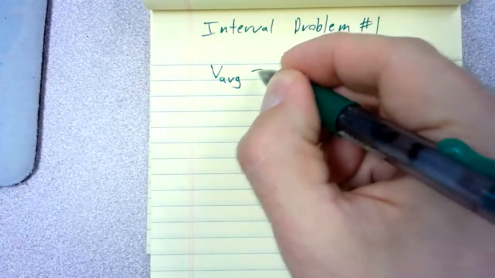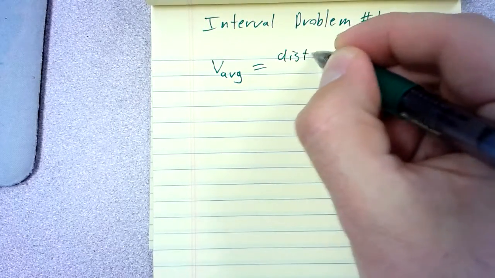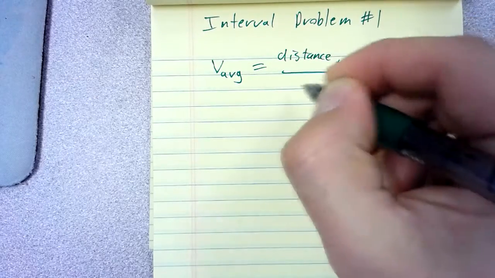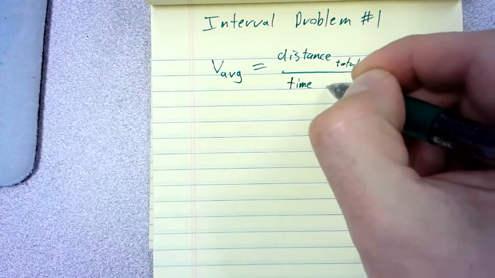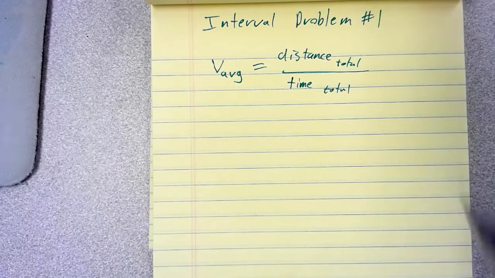In notes, I gave you guys velocity average equals distance total divided by time total. Our goal is to find the total distance that was run and the total amount of time that it took. And then we can find the velocity average. I want to remind you guys, never just average velocities or anything like that. It doesn't work out right.